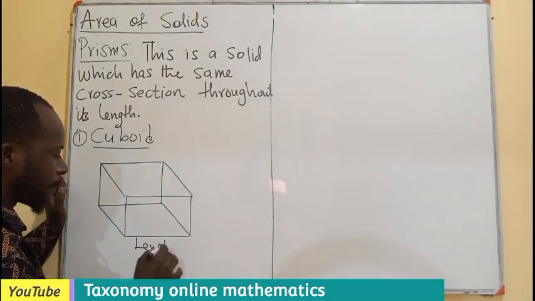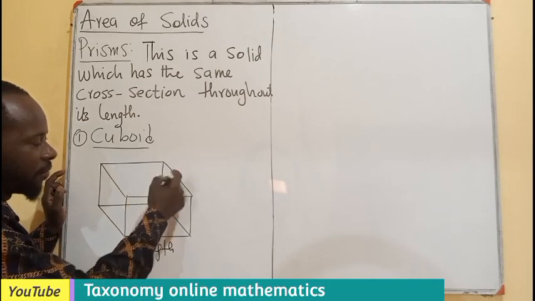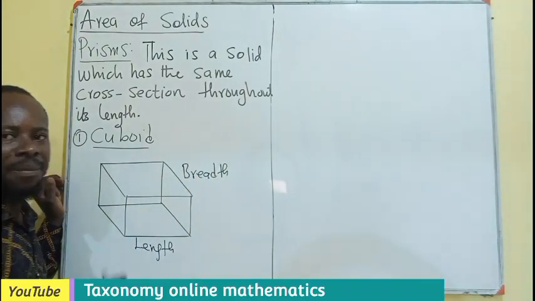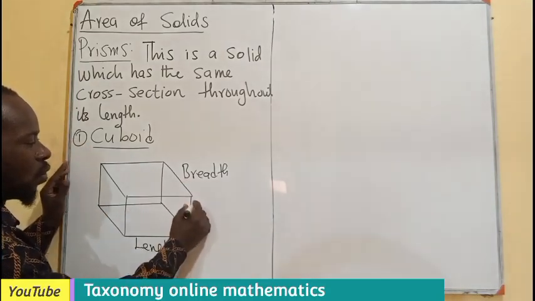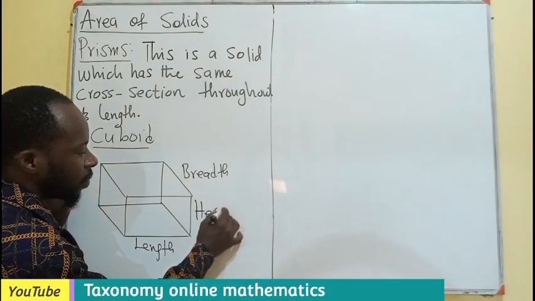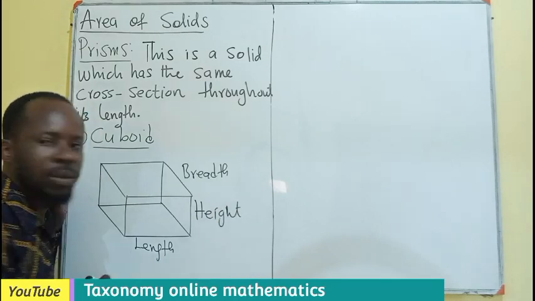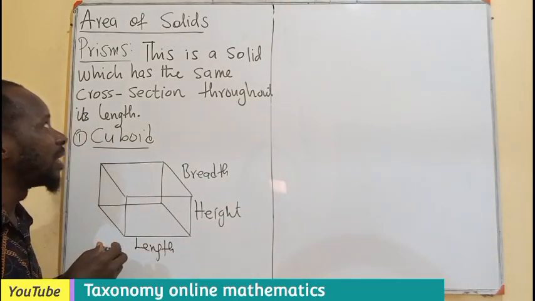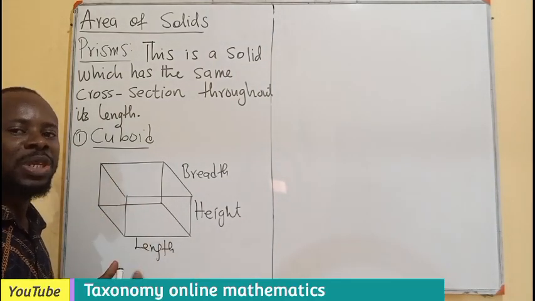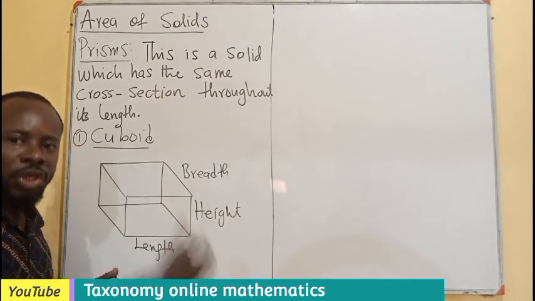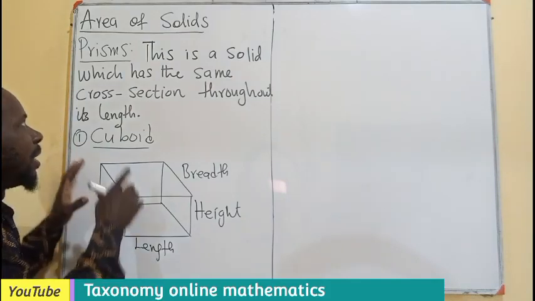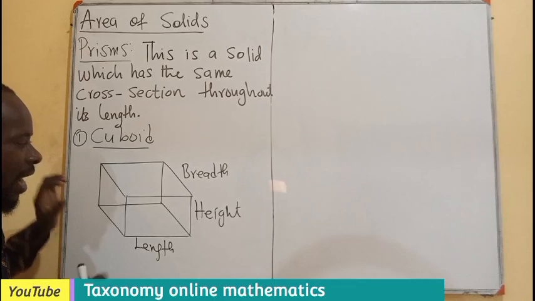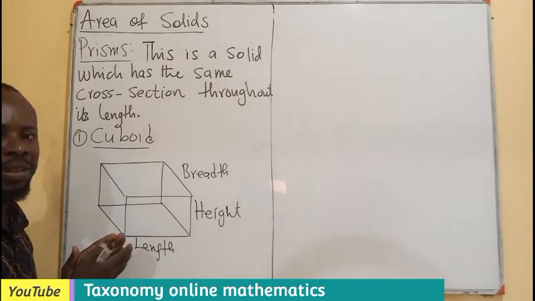Already we said in the beginning that a solid must have length, it must have breadth, then it must have some thickness. The thickness could be the height. So this is a three-dimensional shape. That's why I said in the beginning that solids are three-dimensional figures or shapes. Now the attention is on area: how to find the area of this.